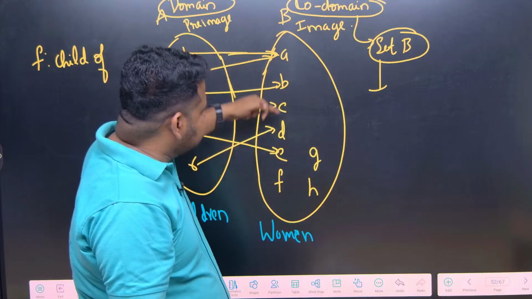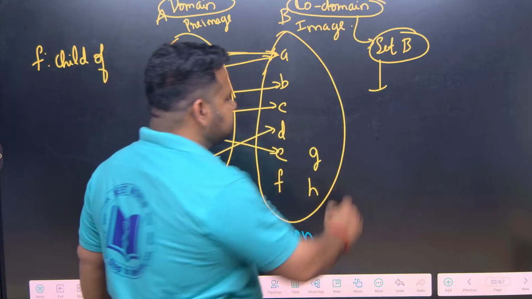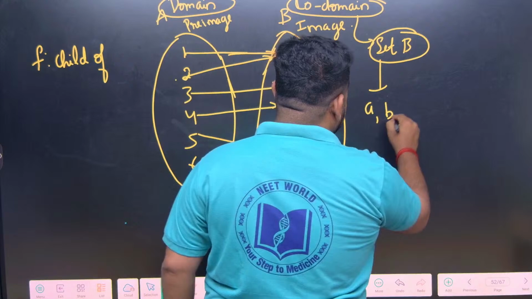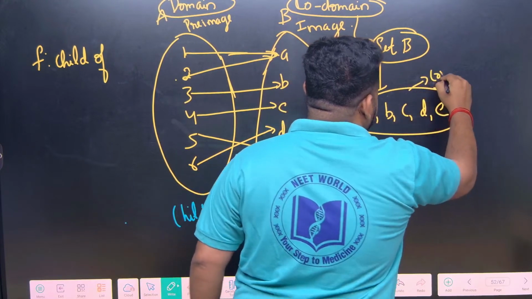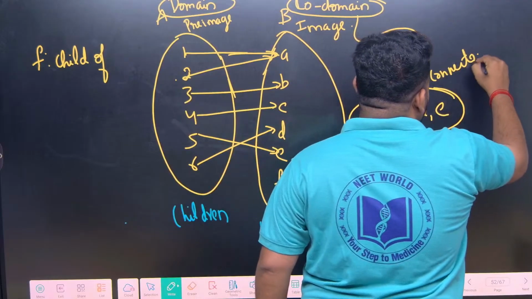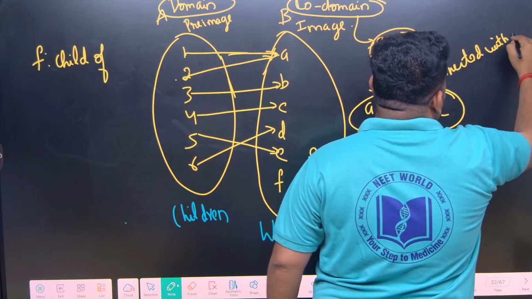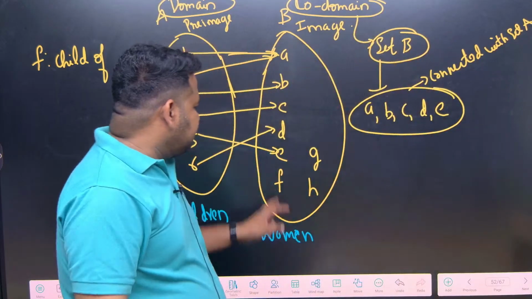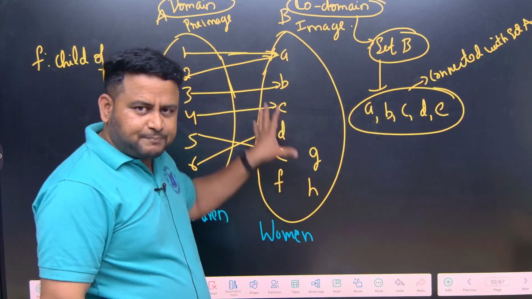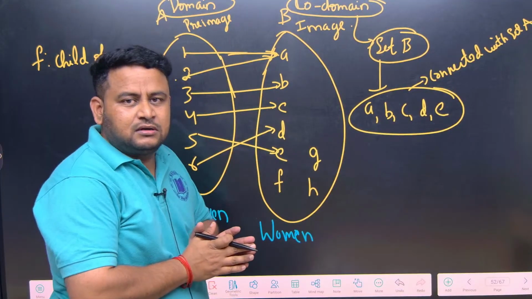That is A, B, C, D, E. They are connected. They are connected with set A. But F, G, H are not connected. So they are part of the codomain, but they are not connected.